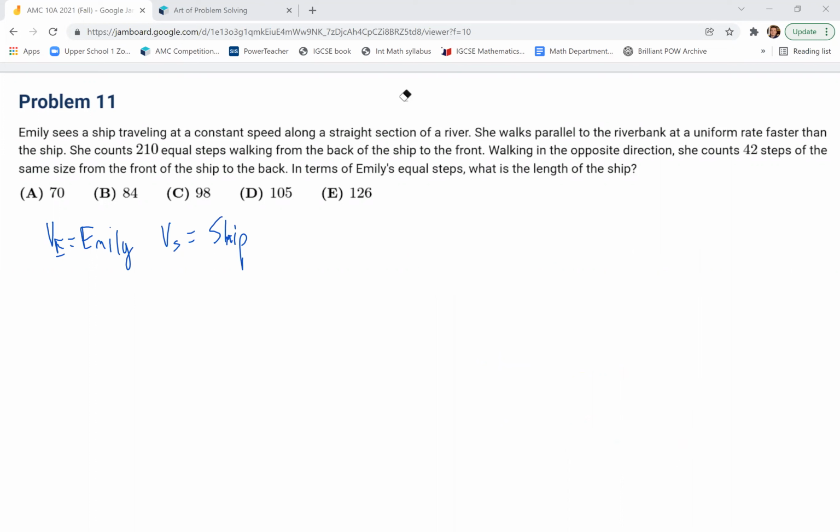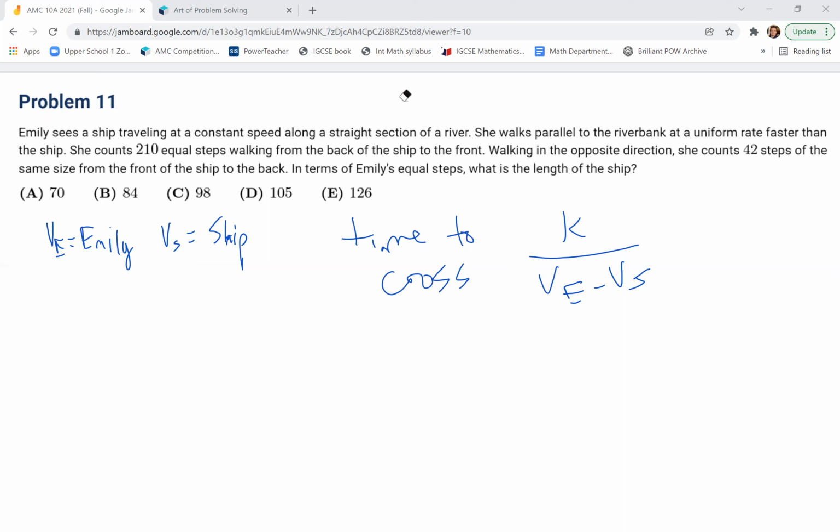So now what we can do is we can say, okay, remember, we decided that the length of the ship is K steps long. Then for Emily's time to cross, the time to cross is going to be K divided by VE minus VS, right? Now this represents the length of the ship divided by the distance she moves every minute. That would give us the amount of time that it would take her to get across.